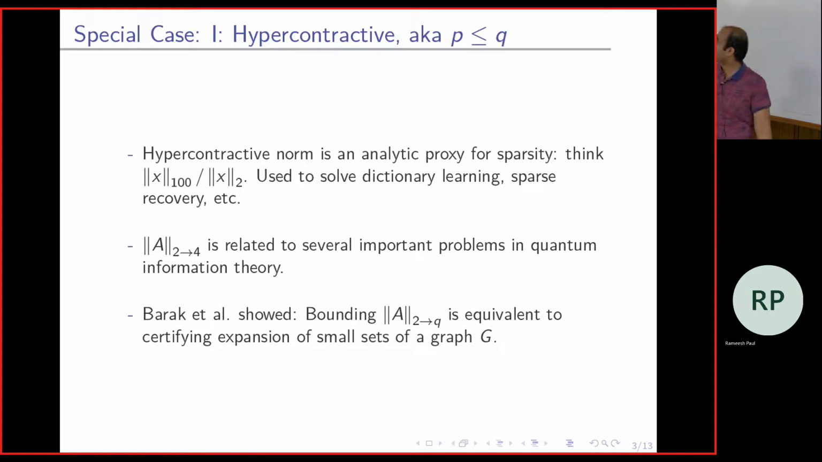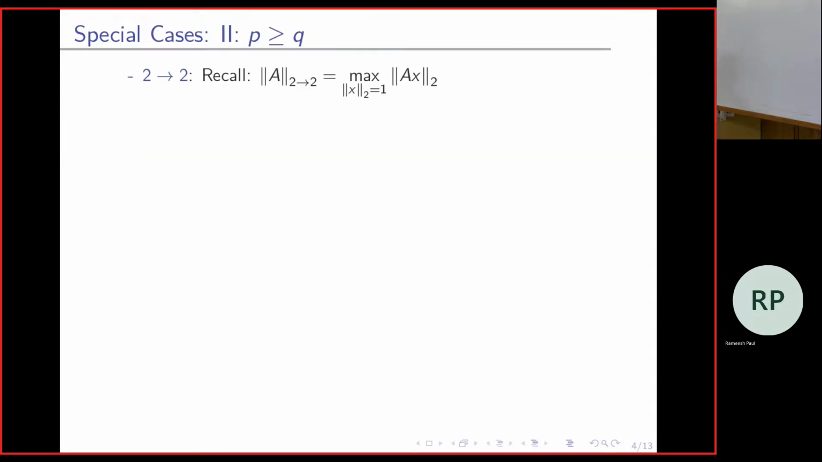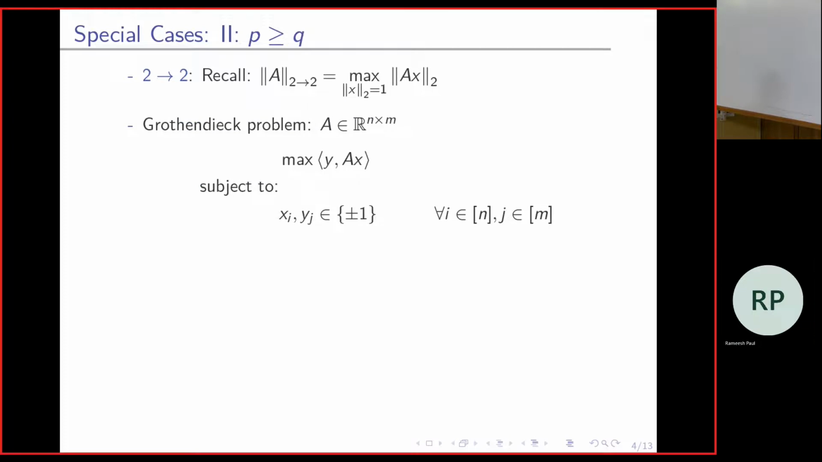So let's go to the next case, where P is bigger. That's reverse hypercontractive, or bigger than or equal to. And of course, 2 to 2, as I said, is the SVD problem, and it's easy and useful everywhere. Let's look at a different problem. It's not immediately obvious why it has anything to do with the matrix P-to-Q norm problem. We'll show in the next slide why it is related.